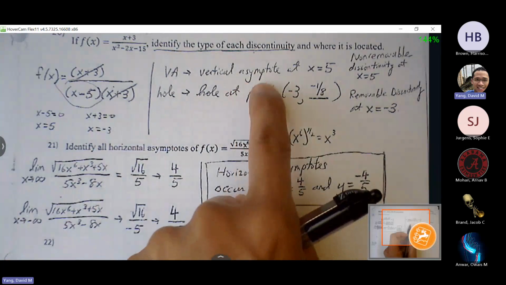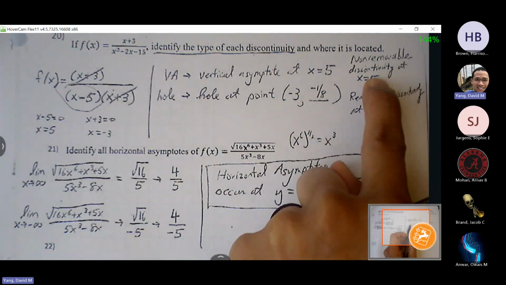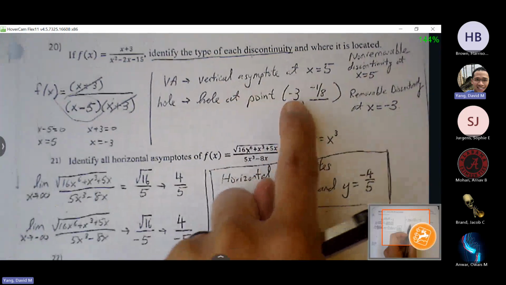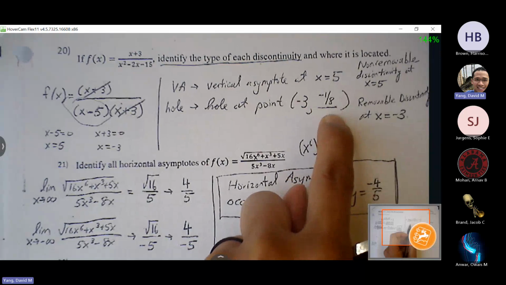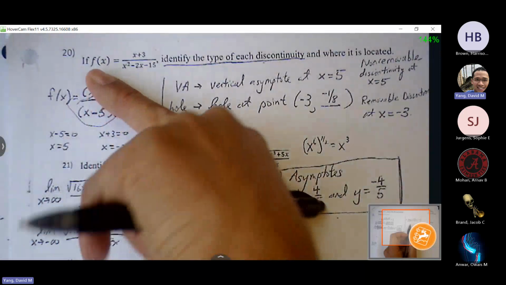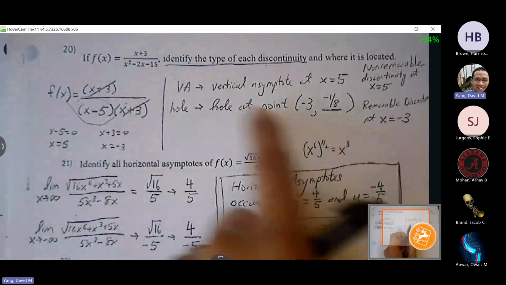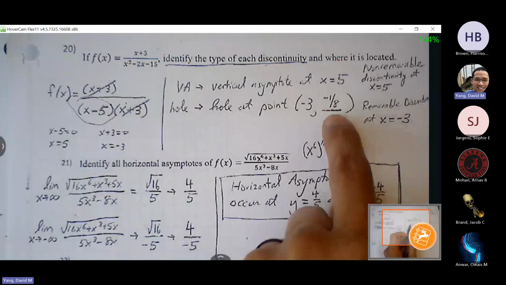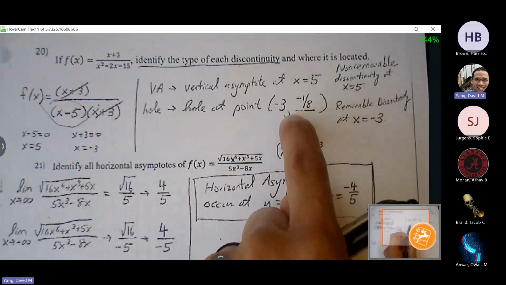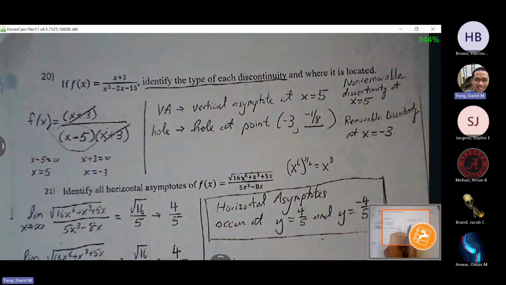So vertical asymptote at x equals 5, we know that is a non-removable discontinuity. We know there's a hole at -3. If we want to find the y value of that hole, you plug -3 into the reduced expression, which is 1 over x minus 5. So if I plug -3 into 1 over x minus 5, I get -1/8. So that ordered pair is the hole, and a hole is considered a removable discontinuity.